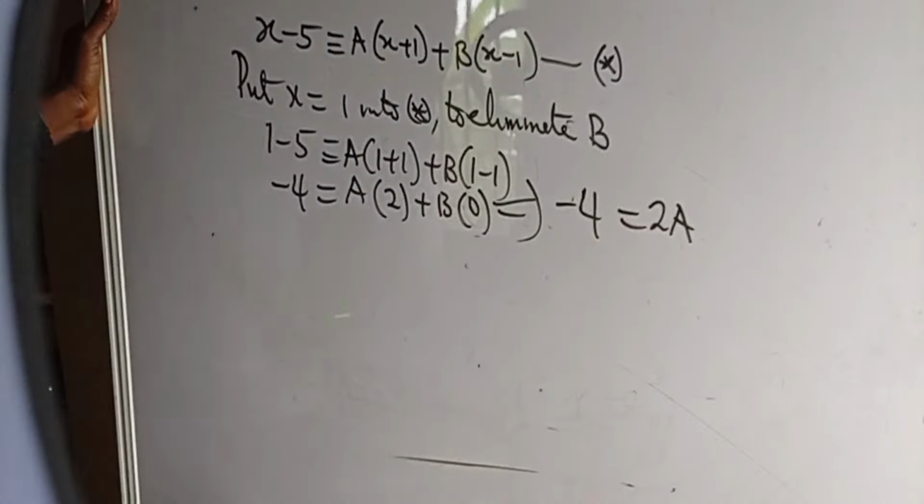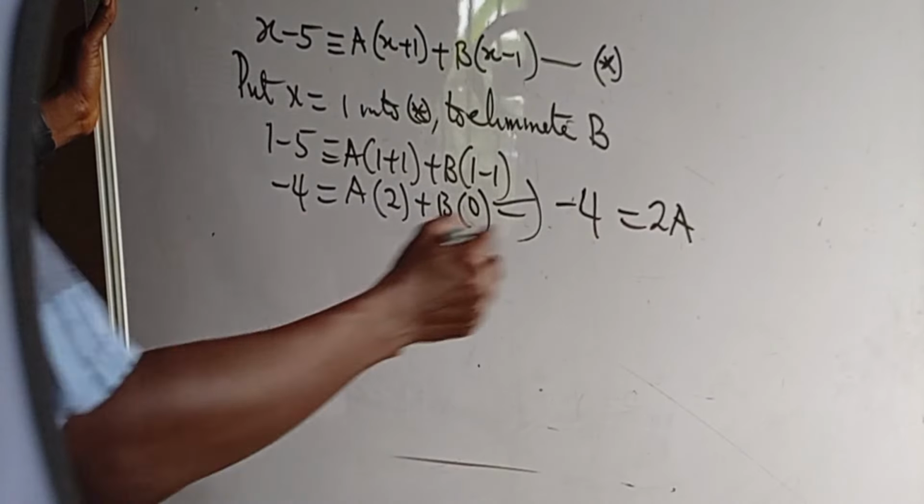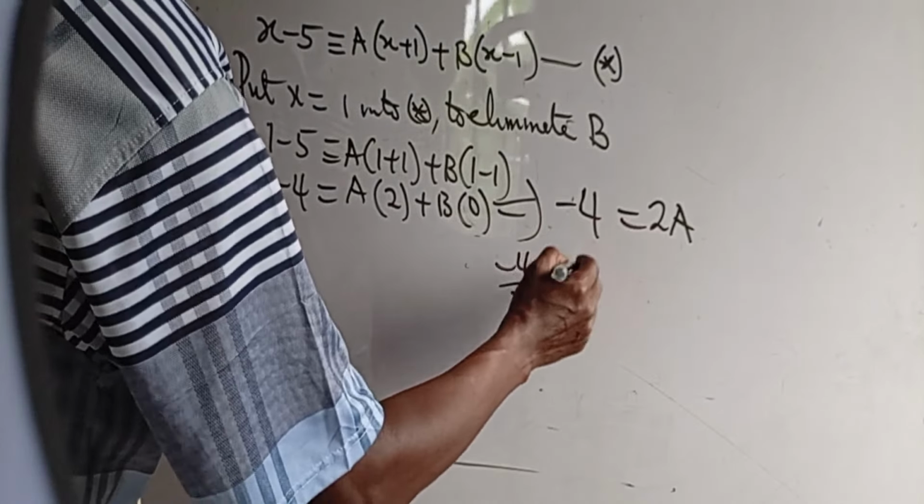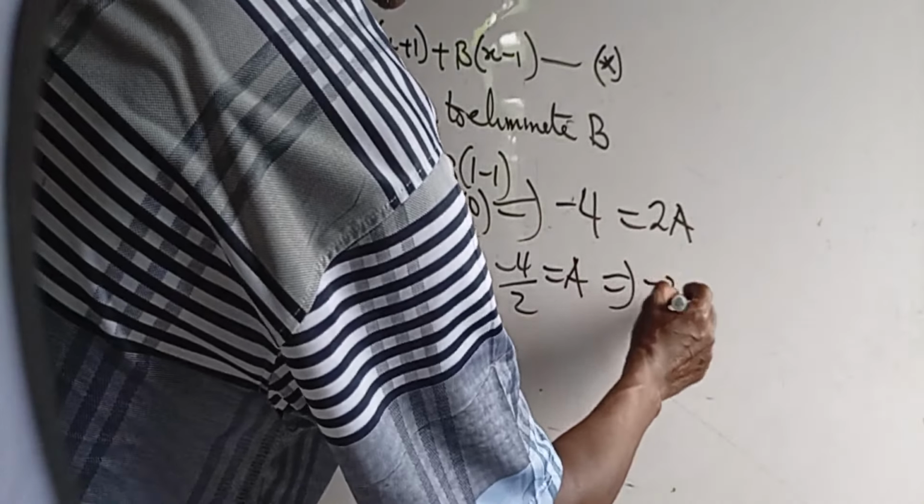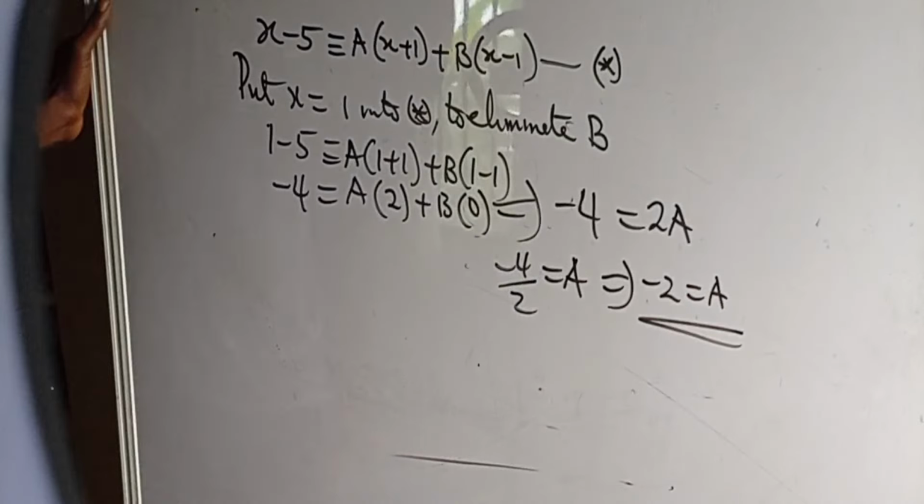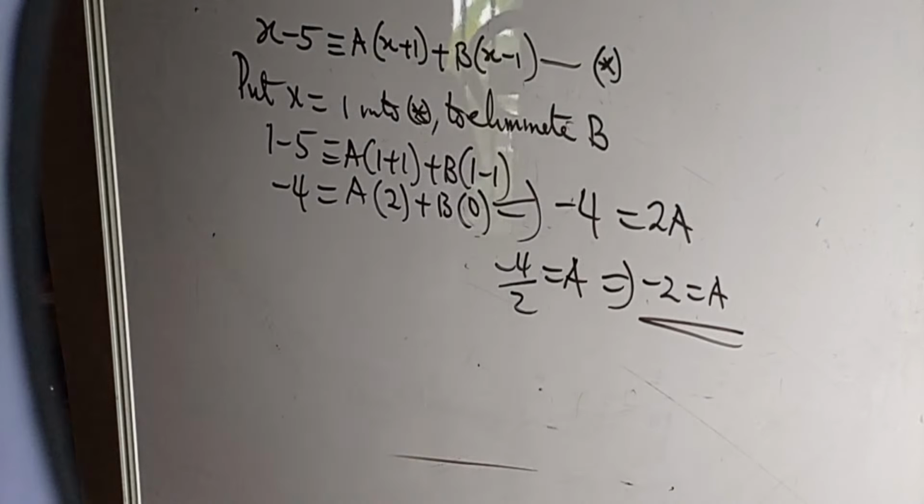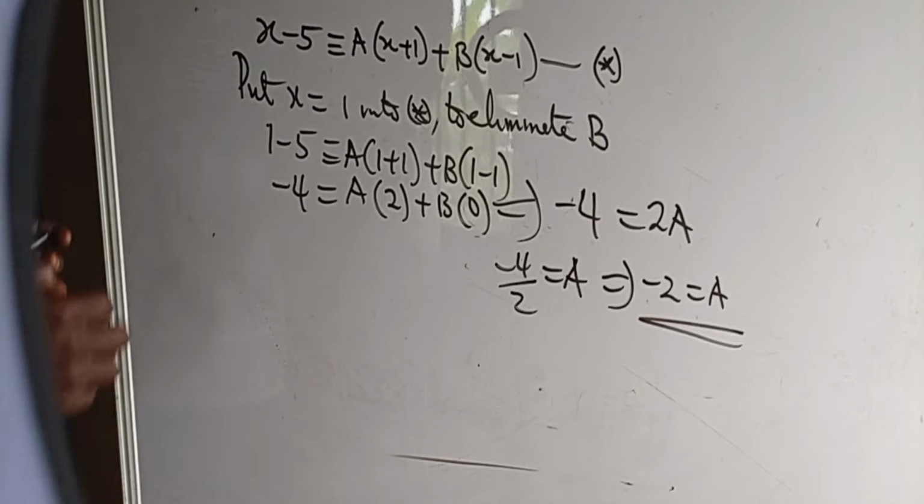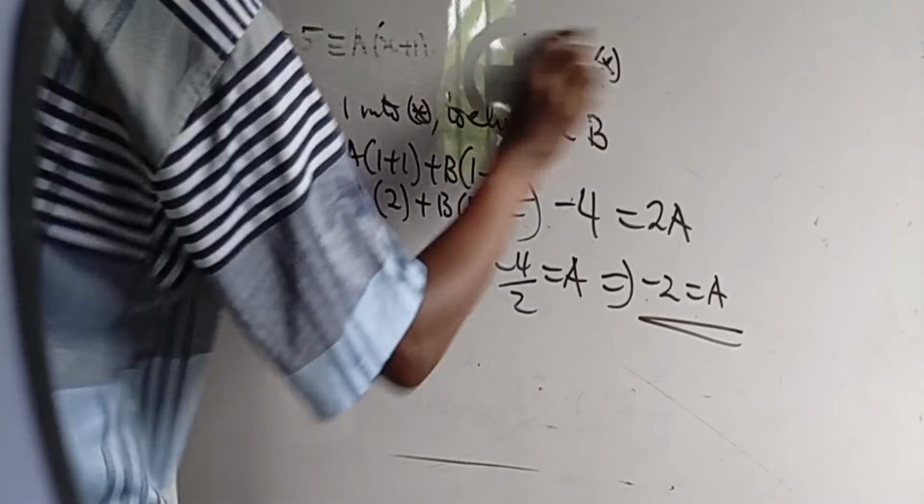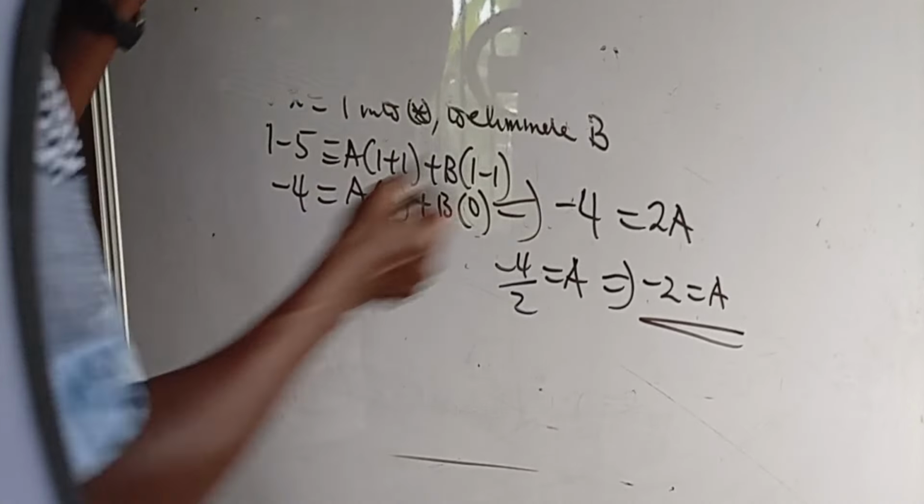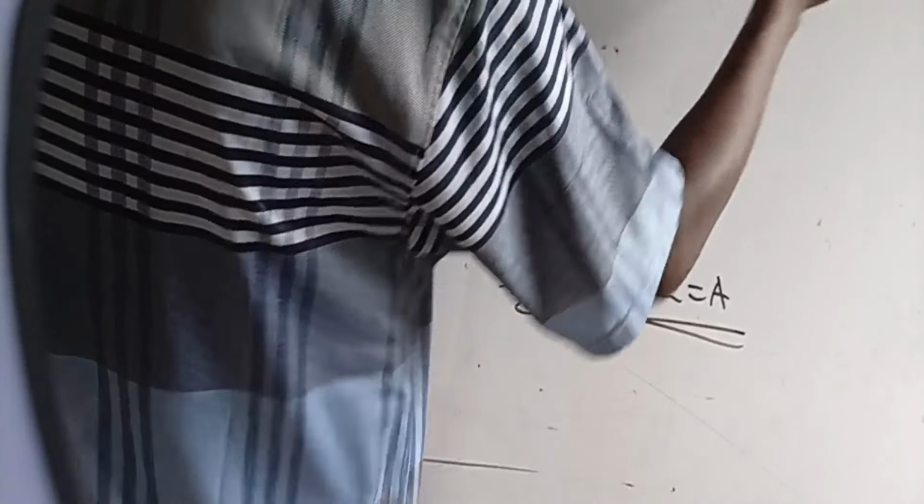So now do we get A? You divide both sides by 2. So now minus 4 all over 2 is equals to A. That implies minus 2 equals to A. All right. So now we have gotten A, we have gotten B. The final thing now is to write the equation. So A is minus 2, so let's write the equation.